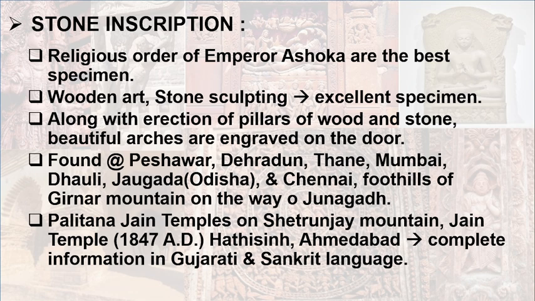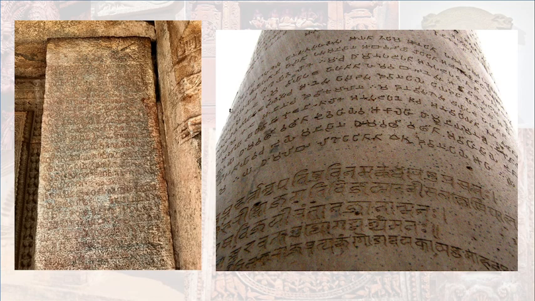After that, we found the same thing in the Palitana Jain temple on Shatrunjay mountain, Jain temple 1847, Hathi Singh, Ahmedabad. Even in Ahmedabad we found some stone inscriptions, written in Gujarati as well as Sanskrit language. Here are the specimen copies of the stone inscriptions. You can see on the right side there is a stone inscription, and on it you can see some text written in the Sanskrit language.